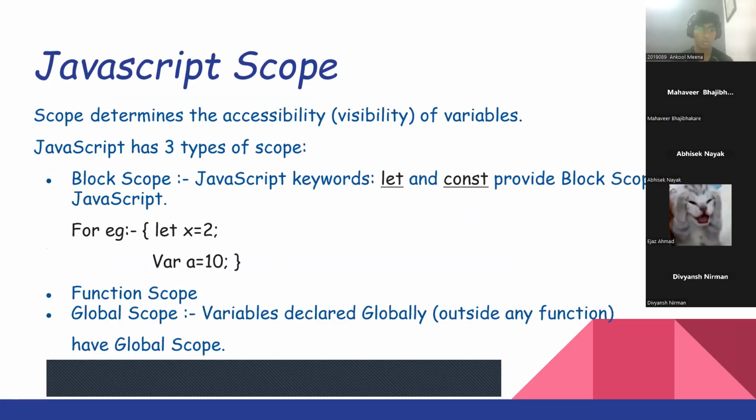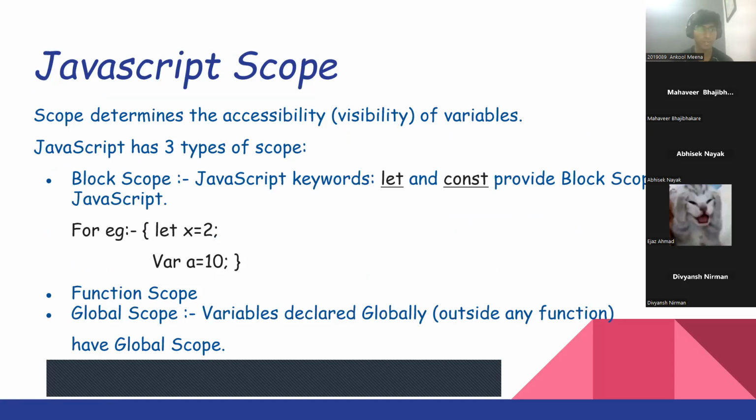Now we'll go to JavaScript scope. Scope determines the accessibility or visibility of variables in our whole web page, and how they can be accessed within a block. There are three types of scope: block scope, function scope, and global scope. In block scope, with the help of let and const, we can provide block scope in our code. For example, this is a block where I have initiated one variable with let and one with var, or we can use const.